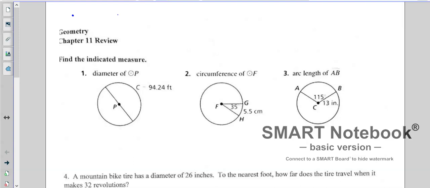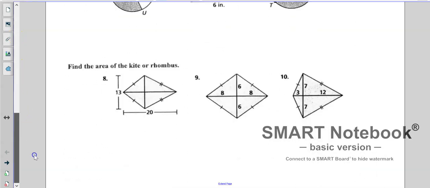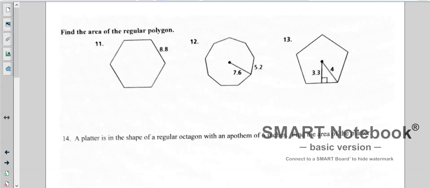All right, Chapter 11 review. Now, for this assessment, we are only going to be quizzing on the second half. So these first 10 were covered in the first quiz, and we're not going to cover them in the second half, so I'm just going to go right to this material.